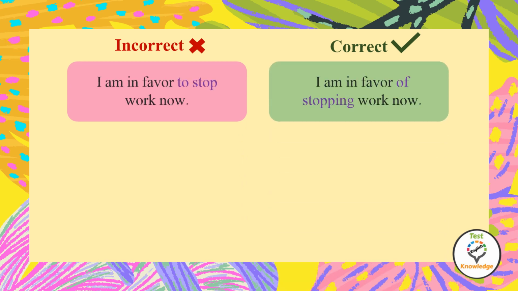I am in favor to stop work now. I am in favor of stopping work now. The phrase "in favor of" is used all together. It's not "in favor to". After this, we have to use the gerund form of the verb. And "in favor of" actually means to support the idea.